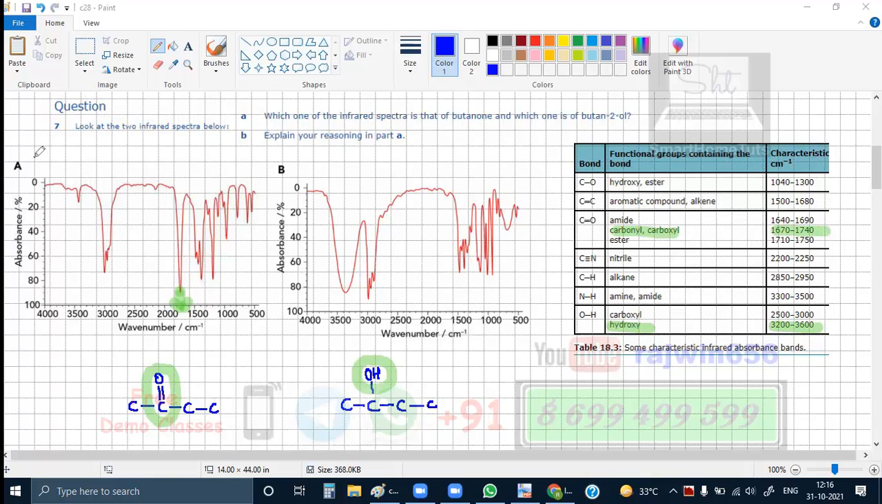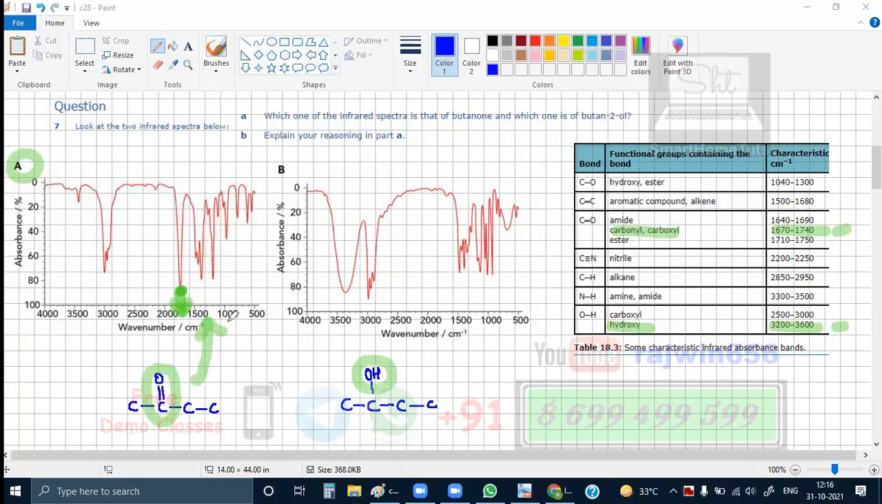The first spectrum that I have considered, spectrum A, has its peak value, the maximum absorption, falling between 1600 and 1700. Now, where is this 1600 to 1700 out of these two values? This is for carbonyl, the first diagram, the left side diagram that I have drawn. It means this is supposed to be the spectrum of butanone.